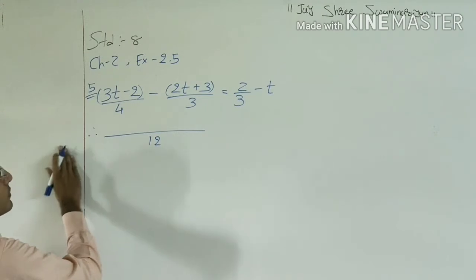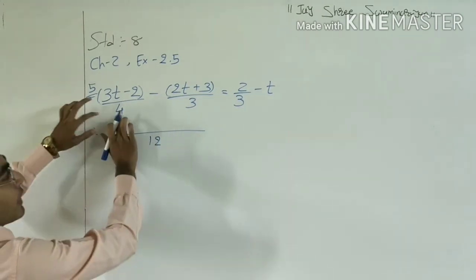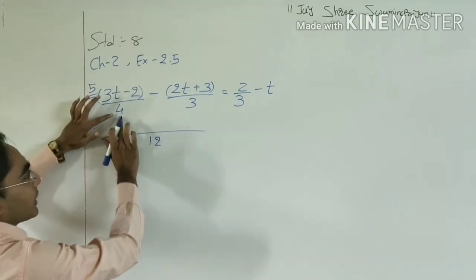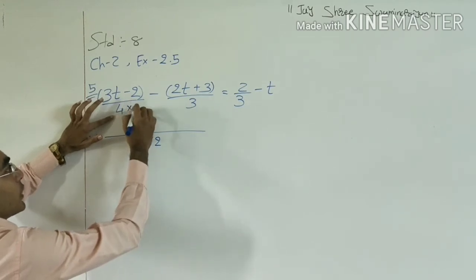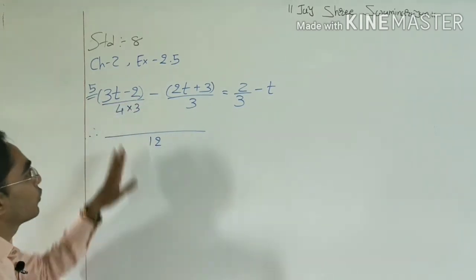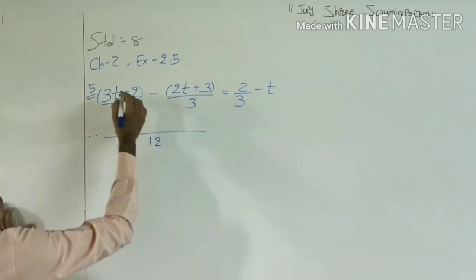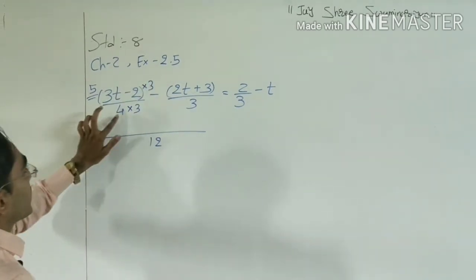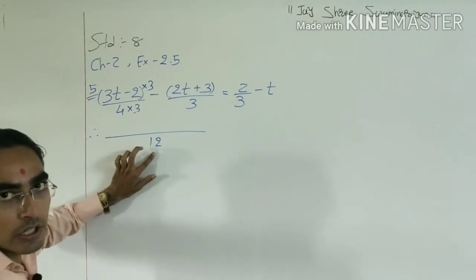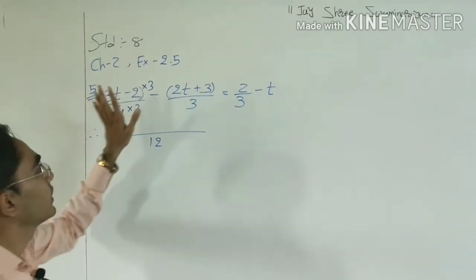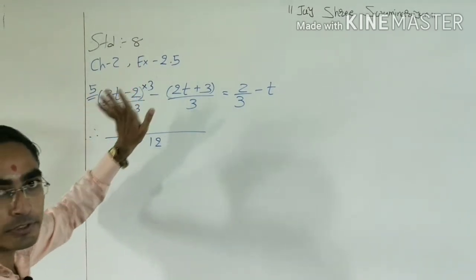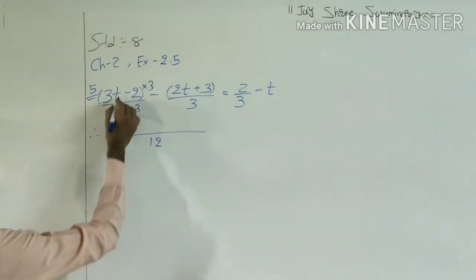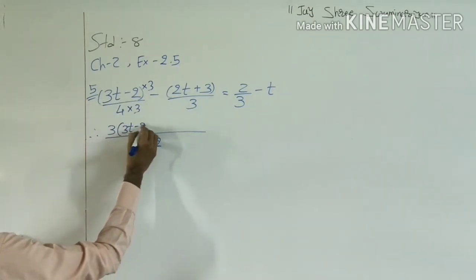Now here we have 4. How can we convert this 4 into 12? We need to multiply with 3. 4 3s are 12. So the same thing we need to do in the numerator. So this bracket multiply 3, so 3 multiply this bracket, like this.